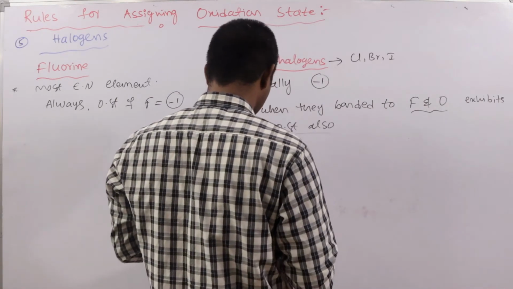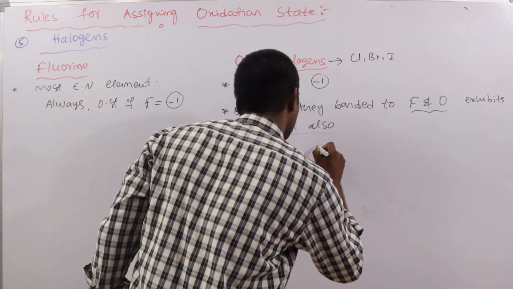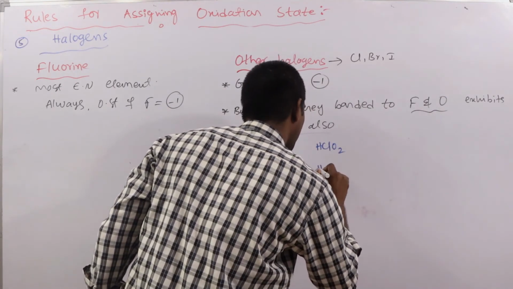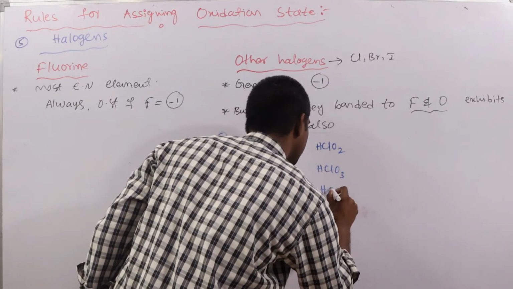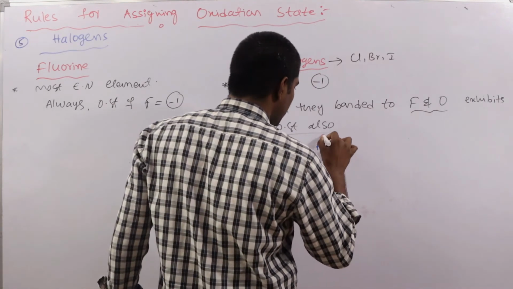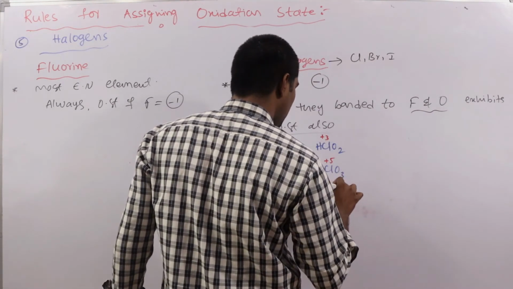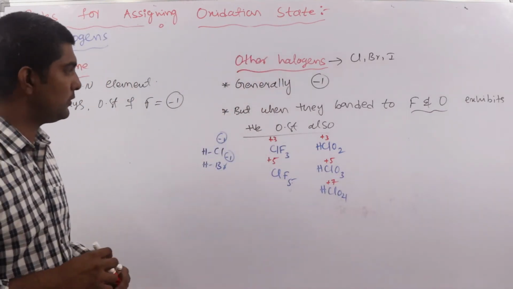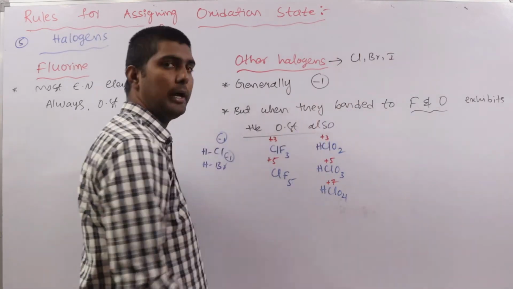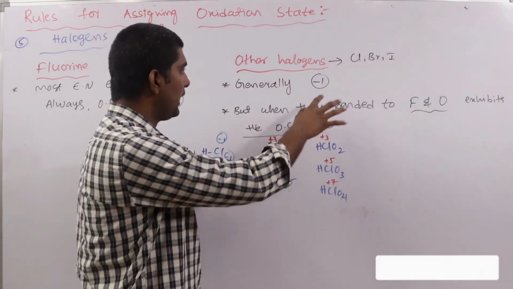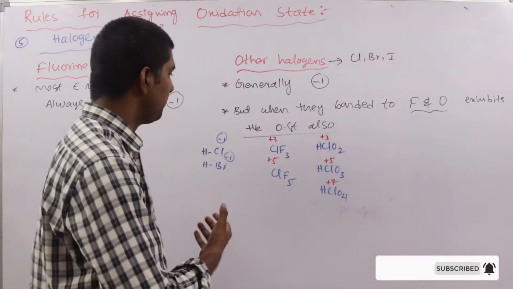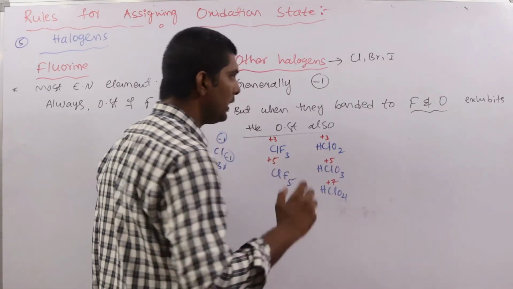Or HClO2, HClO3, the oxo acids, HClO4. So here the oxidation state of chlorine is +3, here +5, here +7. Okay, means they can show variable oxidation states when they are bonded. Same story for bromine and iodine also. So other than -1, they exhibit different oxidation states: +1, +3, +5 and +7 also when bonded to fluorine and oxygen.